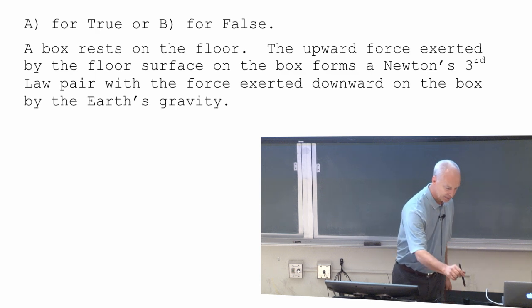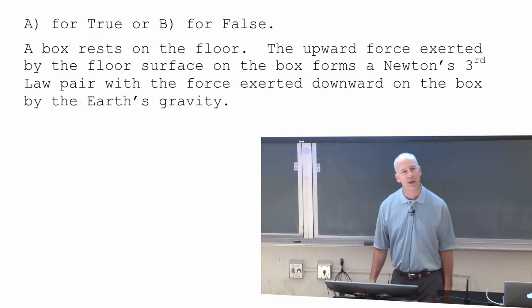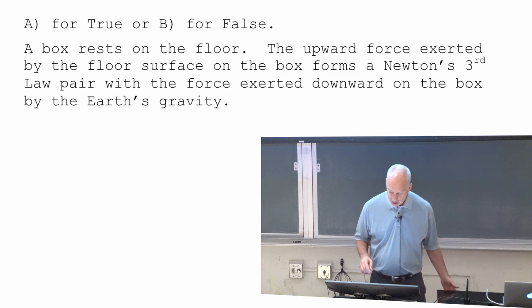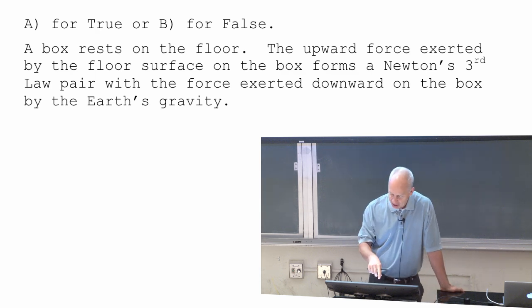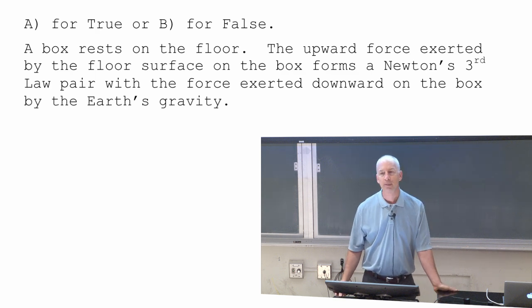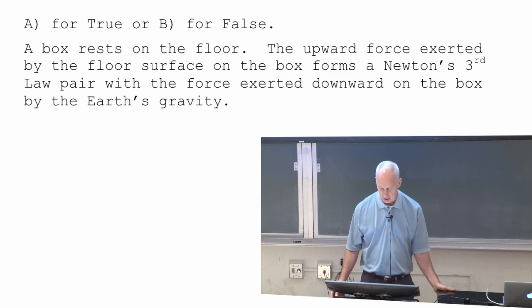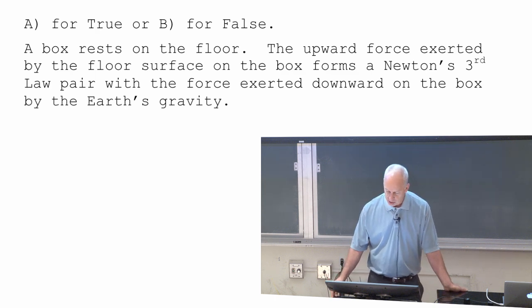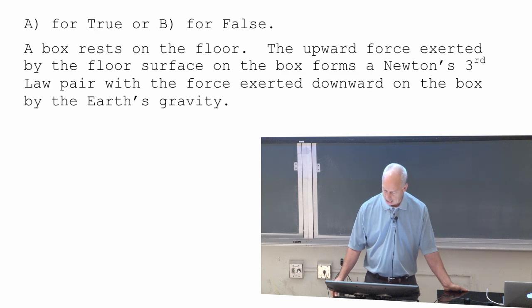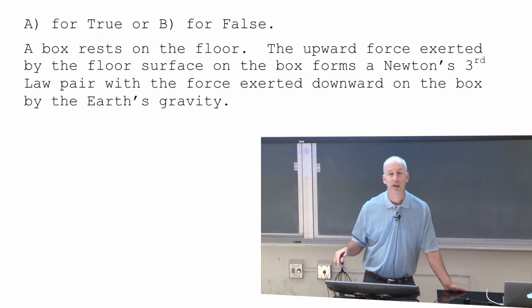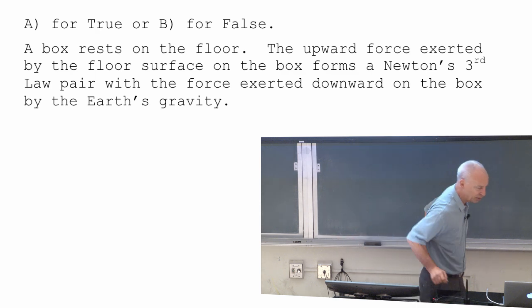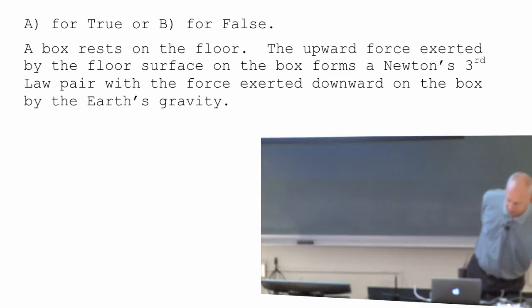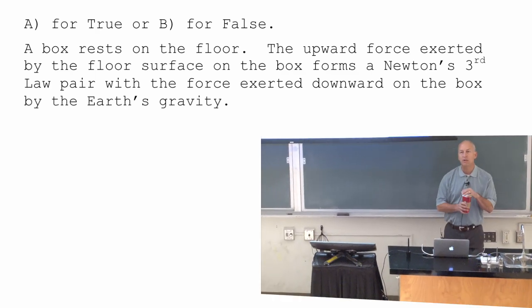So, I'd like you to think about this one. Talk about it all you want. Let me know what you think. I'm asking for A for true, B for false. A box rests on the floor. The upward force exerted by the floor, the surface of the floor on the box, forms a Newton's third law pair with the force exerted downward on the box by the Earth's gravity. That's a statement. You tell me whether that's a true statement or a false statement. It's a statement about what Newton's third law means.